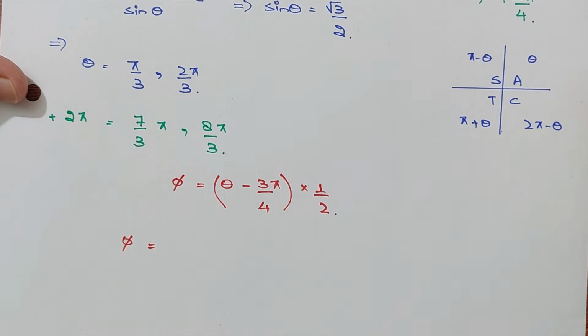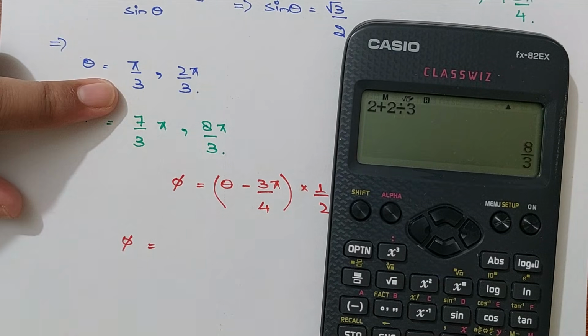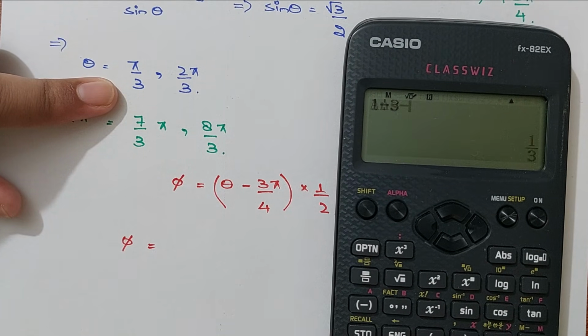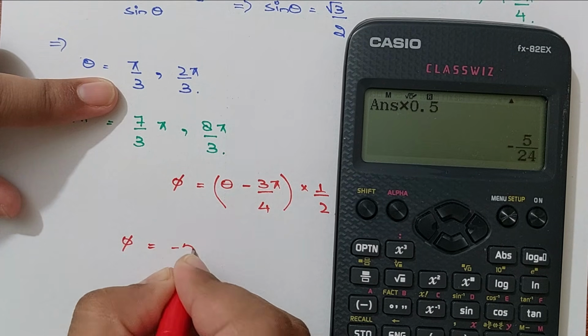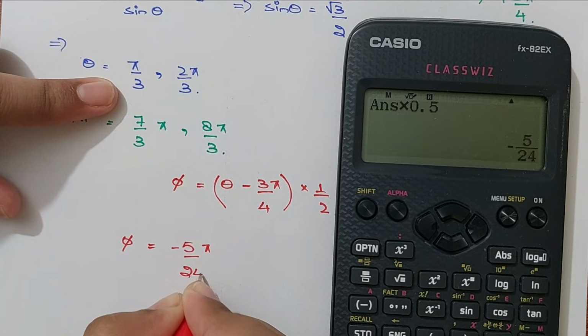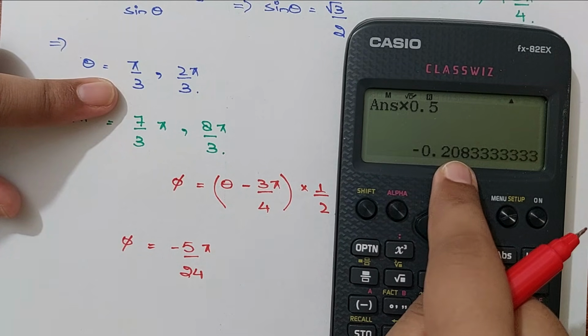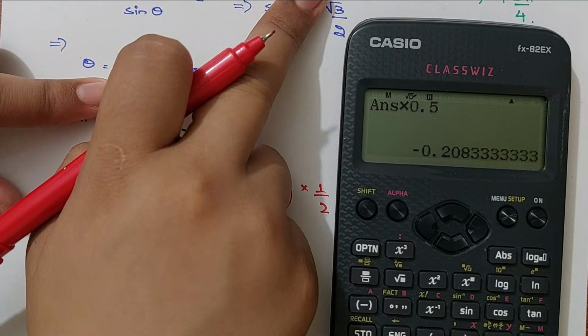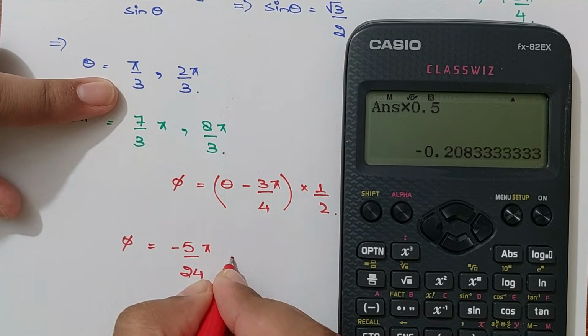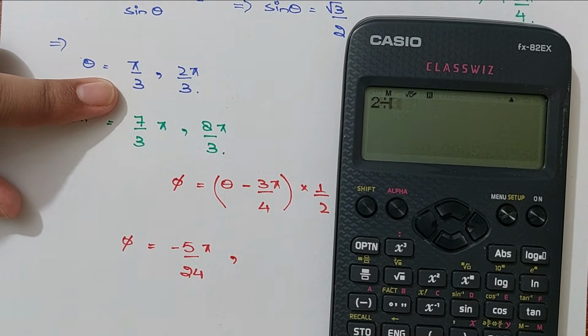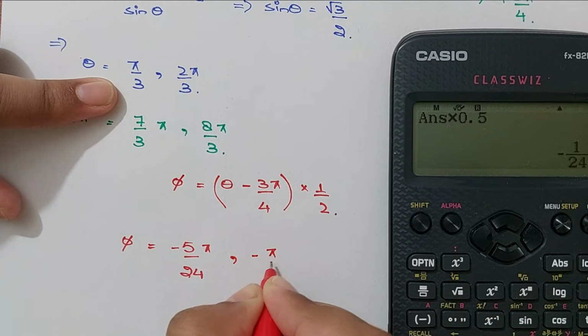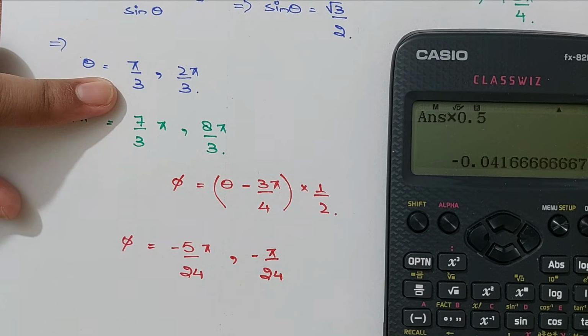So phi is equal to, the first theta value is pi by 3. I can say 1 by 3 minus 3 by 4 times 0.5 is minus 5 pi by 24, right? So this is minus 0.2. This is between minus 1 pi to plus 1 pi, right? This is in the range, right? Now the next is 2 by 3 minus 3 by 4 times 0.5 is minus pi by 24. Minus pi by 24, and this is also in the range, minus 0.04, right?